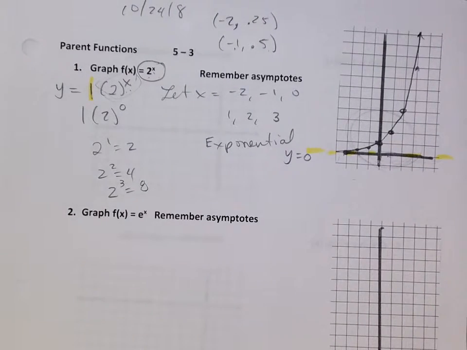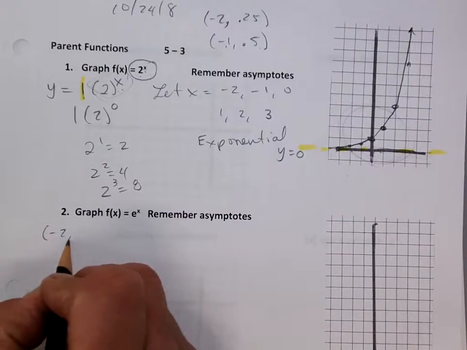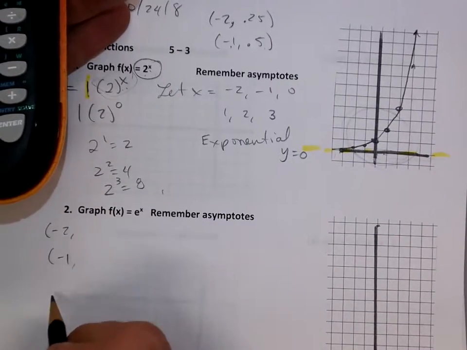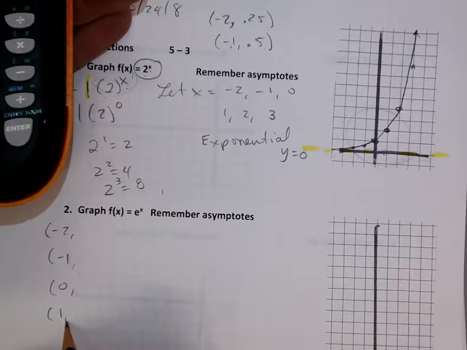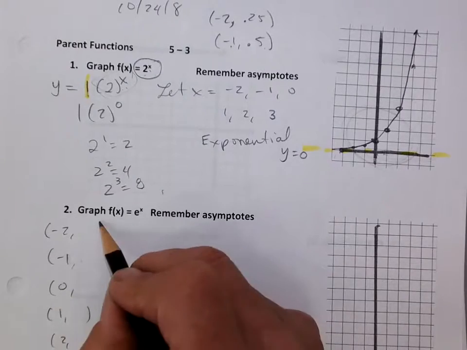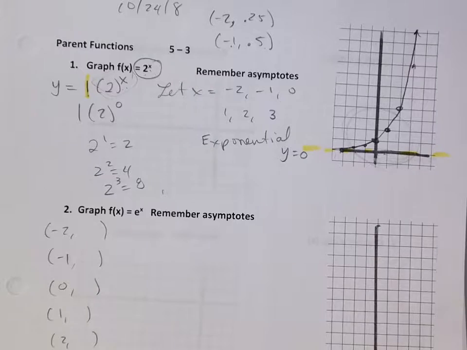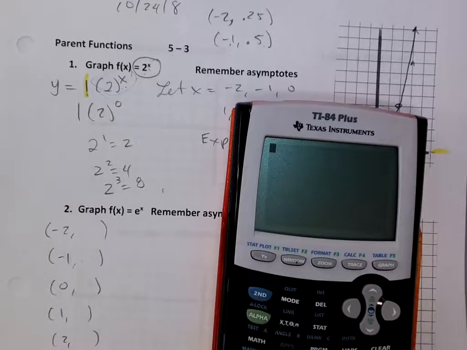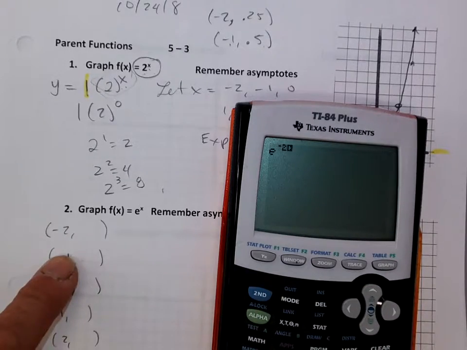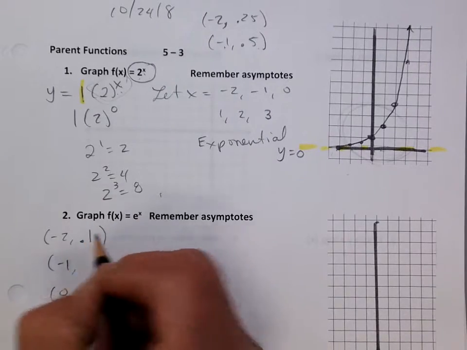In fact, if we use our calculator, Tim, watch, I'm going to let x equal -2, -1, 0, 1, 2, and 3. I'm going to plug those values in and get points, and I'm just going to let my calculator do the work. My E button's over by my 4. So I'm going to go e to the -2, and I get an answer of about 0.135, or 0.1. That's the best we can do.